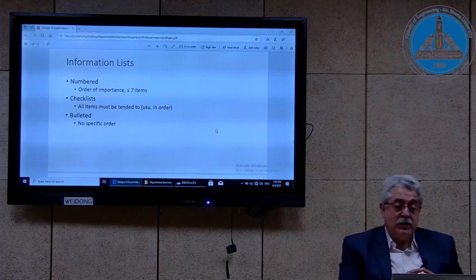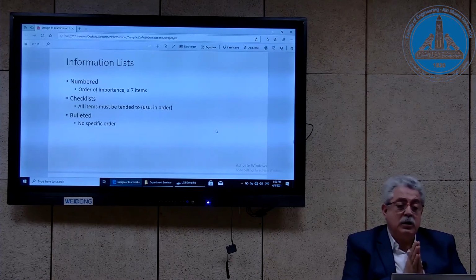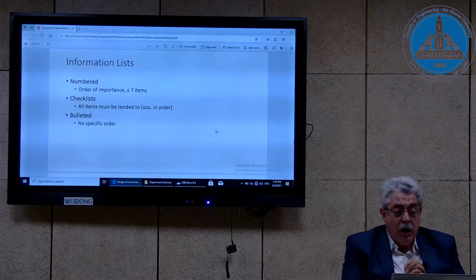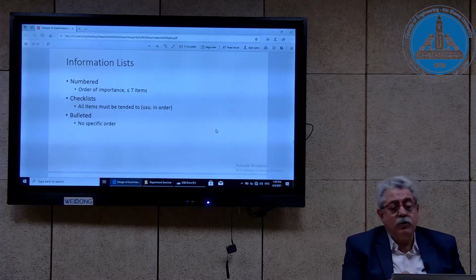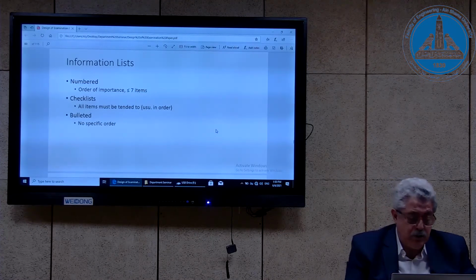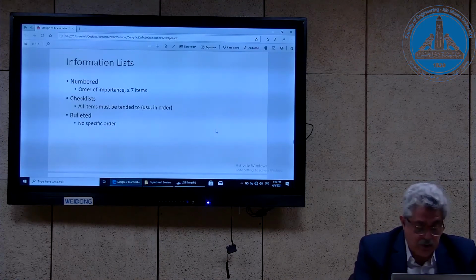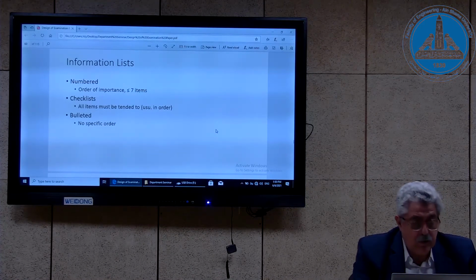Information lists, and this is very important in question papers. Why? In examination papers, because if you want the student to answer 3 or 4 things, don't put them in a paragraph. It's better to put them in a list. You can use a numbered list so that the student would know exactly what he is requested to answer.